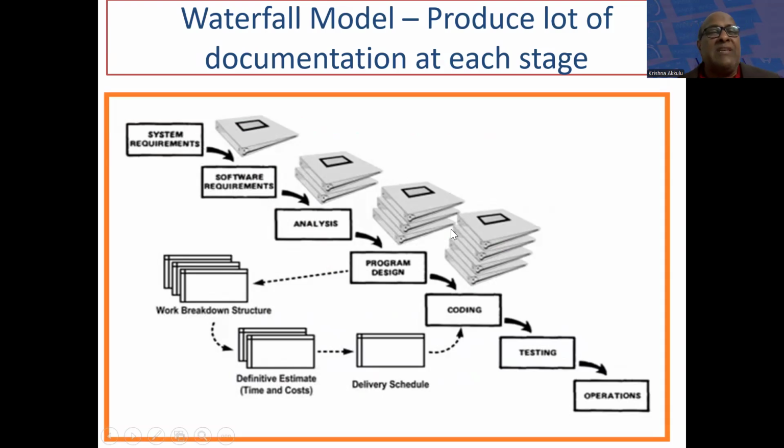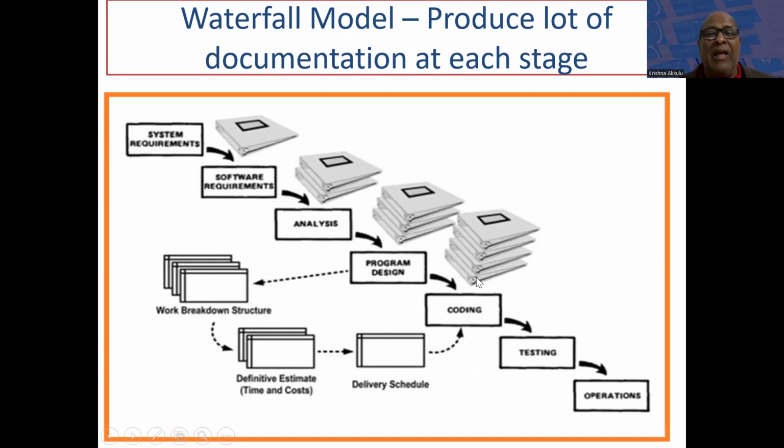Here we see that the system requirements team develops some documentation and passes it to the software requirements team, and then it passes to analysis. They build some more documentation, and the analysis team then passes it to the design team. The design team analyzes the requirements and starts building a lot of diagrams, like class diagrams, state diagrams, sequence diagrams, and activity diagrams. So they produce a lot of documentation. Finally, they pass it to the coding team, and the coding team understands all these things.